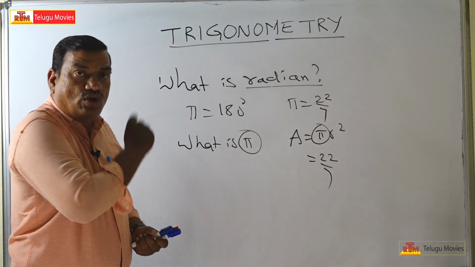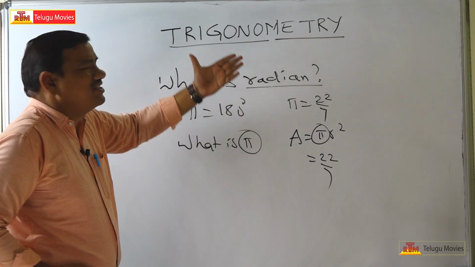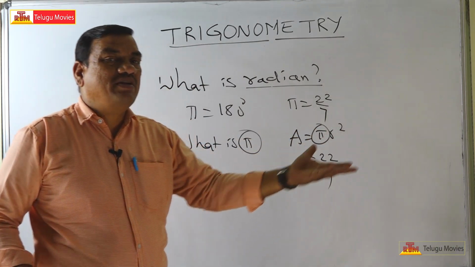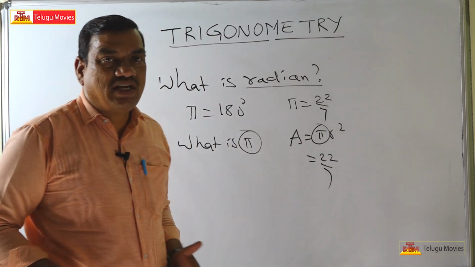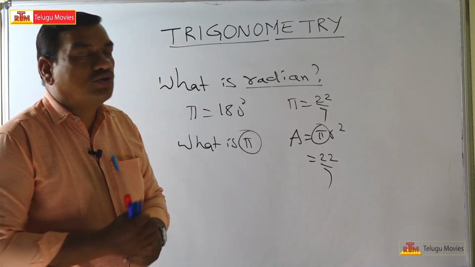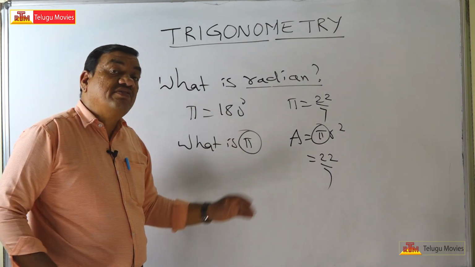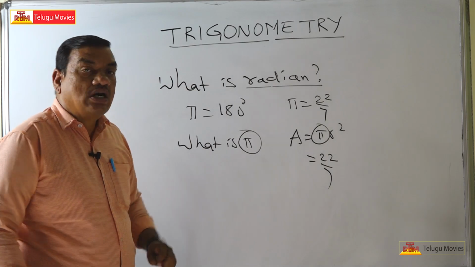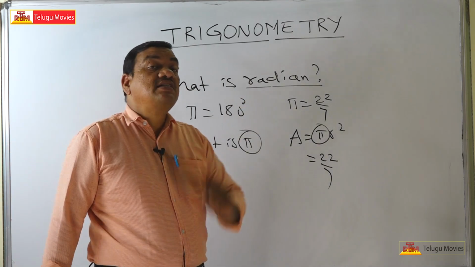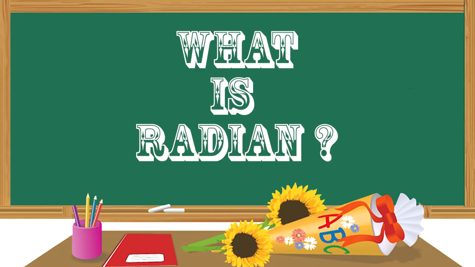Okay. Right. So I want to explain what trigonometry means. Tri means three, gonia means angle, metron means measurement, so trigonometry means three angle measurements. Everything you know that. Now I will straight away start, I will explain all the points. So let us start our class with what is radian.